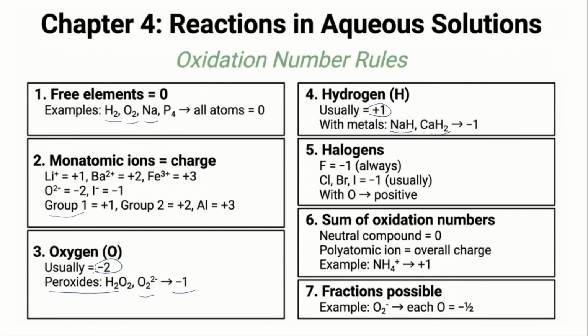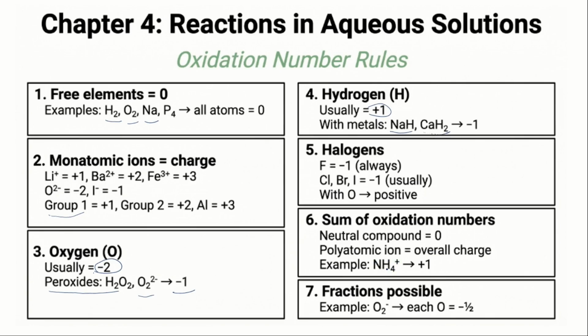For number 6, it says in a neutral molecule, the sum of the oxidation numbers must be 0. In polyatomic ions, the sum of oxidation numbers of all the elements in the ion must be equal to the net charge of the ion. So if we have a compound that doesn't show any positive or negative charge above, the sum of the oxidation numbers is 0.